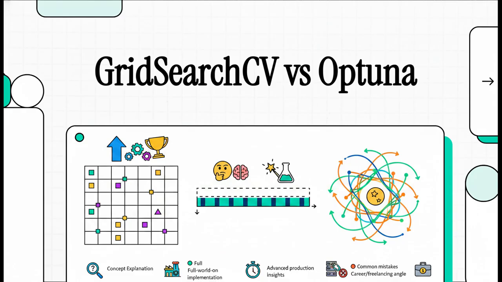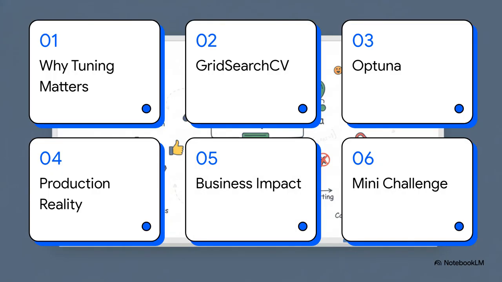And how exactly do we do that? Through the absolute magic of hyperparameter tuning. Let's get into it. So here's our roadmap for today. Number 1, why tuning matters. Number 2, GridSearchCV. Number 3, Optuna. Number 4, production reality. Number 5, the business impact. And we'll wrap up with a mini challenge.